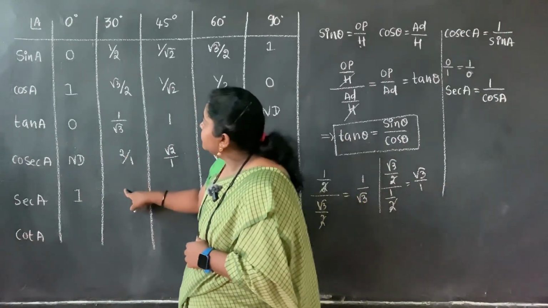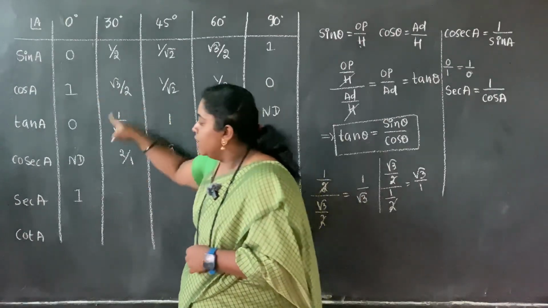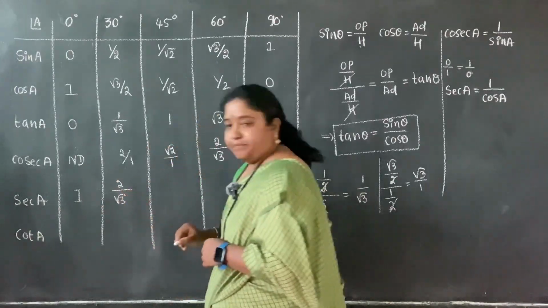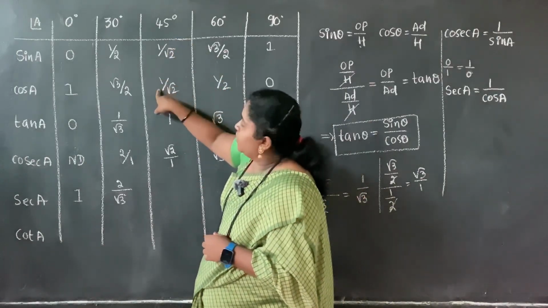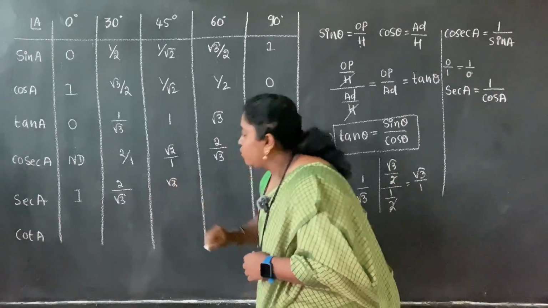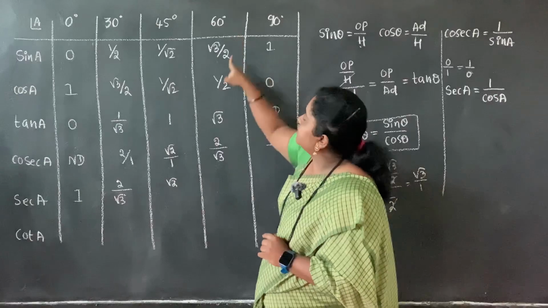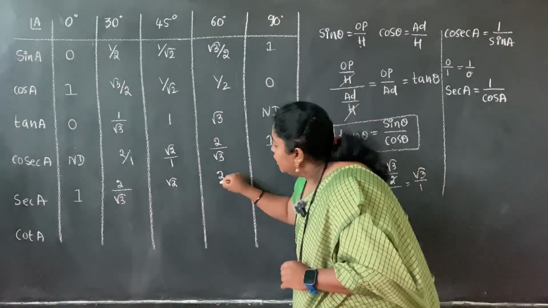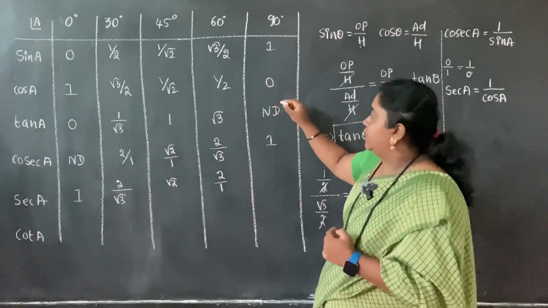And after that, see here, cos 30 is root 3 by 2. Then sec 30 will become 2 by root 3. Then cos 45 is 1 by root 2. Then sec 45 becomes root 2 by 1, or just simply root 2. Now, see here. Cos 60 is 1 by 2. Then sec 60 will become, dear, 2 by 1, or just 2. Fine.